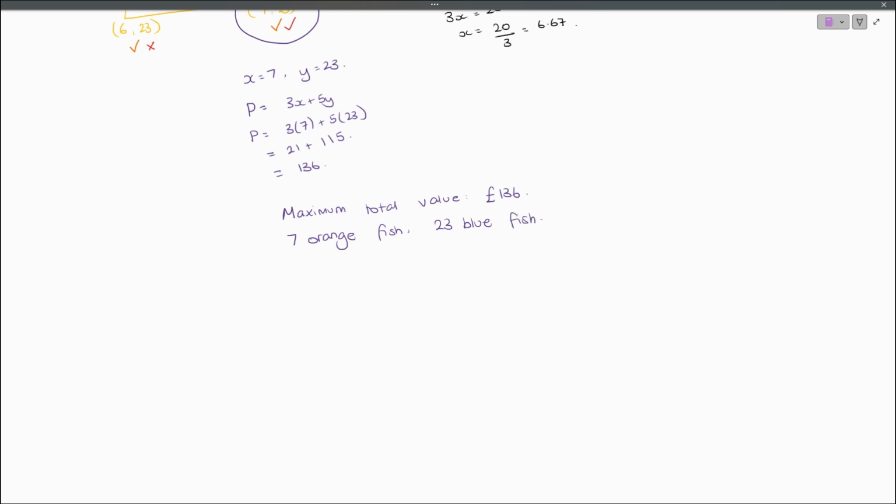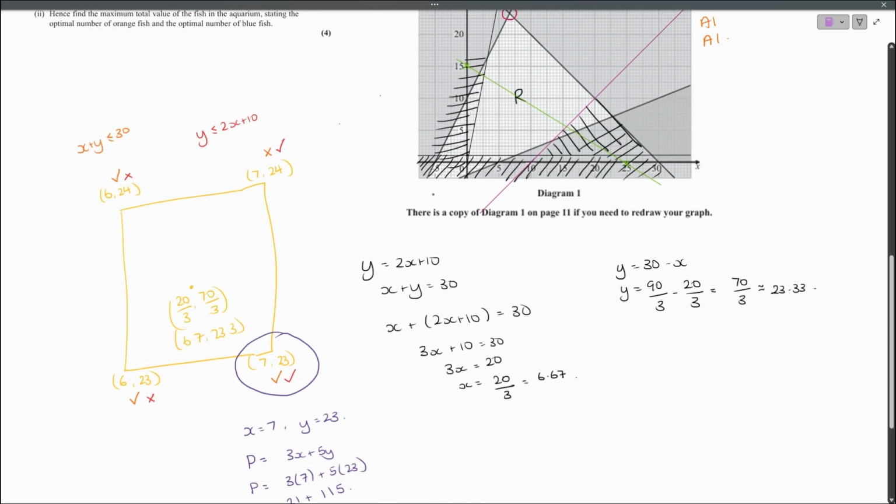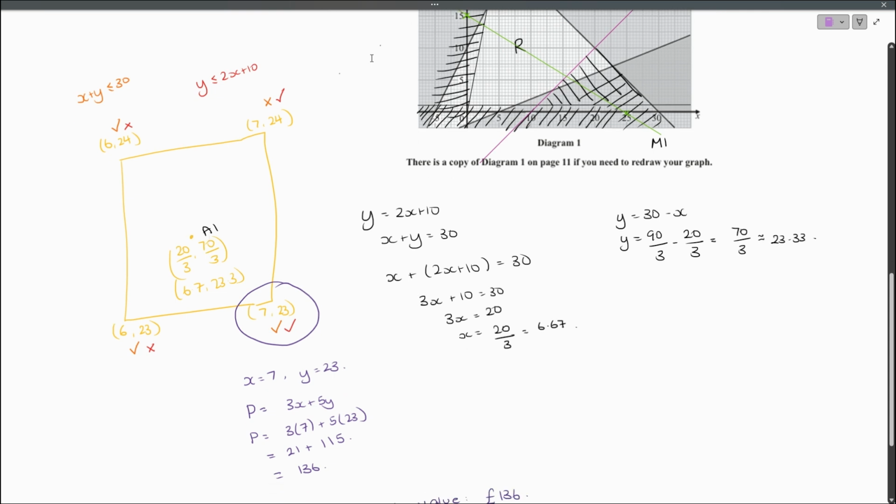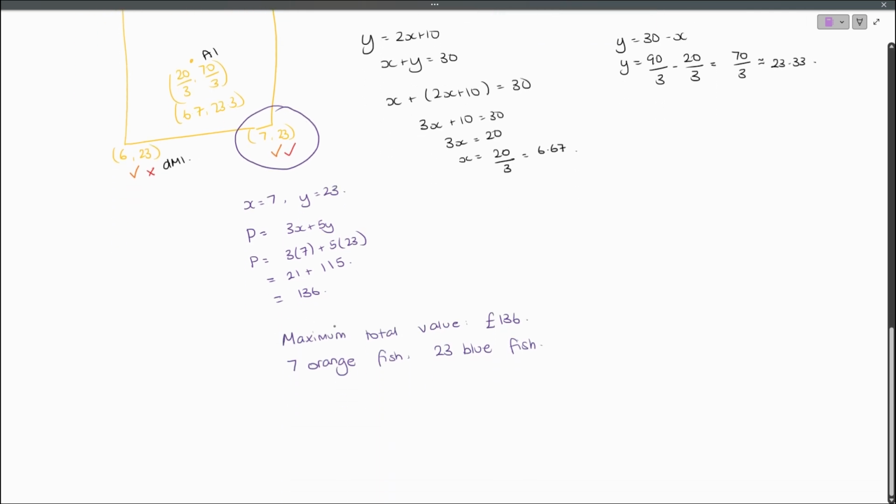So with that, let's see how the marks are broken down for this. So you'd have got 1 mark for drawing the optimal line, 1 mark for the optimal point, which you should write down. So actually, we should be writing down the optimal point, and we have, so that's going to be an accuracy mark. And then a method mark for considering at least 2 integer coordinates around the point. So we do get the dependent method mark. And then finally an accuracy mark for stating the maximum total value and the total number of each fish.